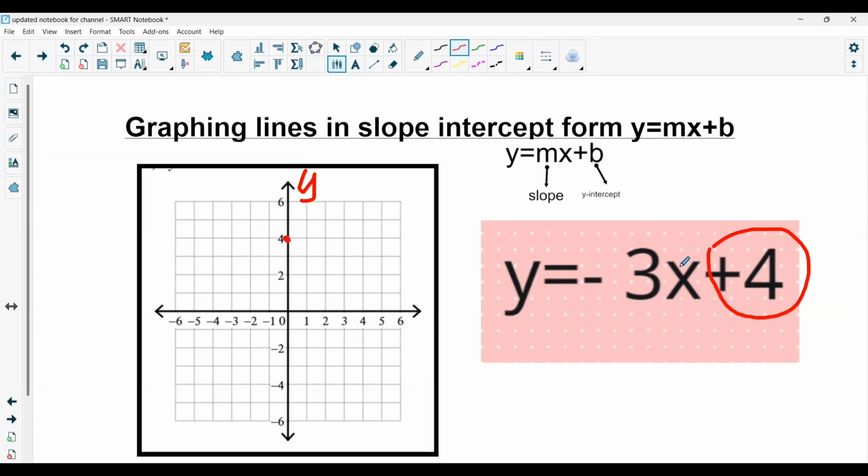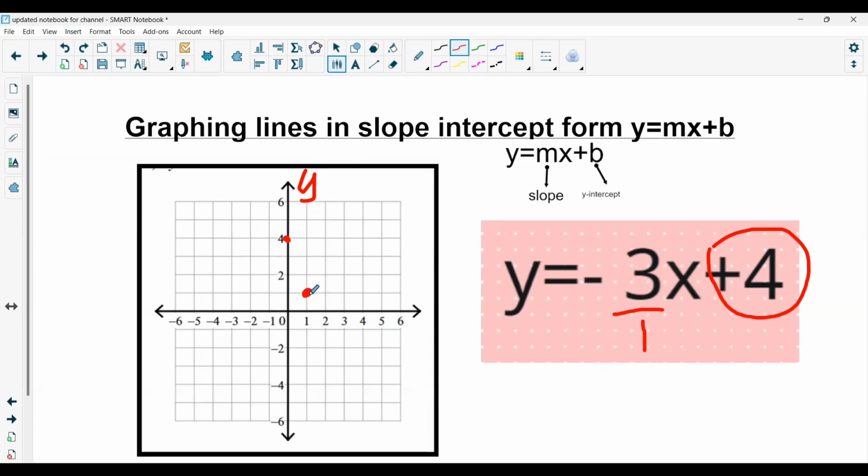Now let's look at our slope. Remember, slope has to be a fraction. So what does this negative 3 turn into? There's always an imaginary number 1 underneath if it's not a fraction already. So we have negative 3 over 1. So let's start here. And since it's negative, you think we're going to move up or down? We're going to move down. So let's go down 1, 2, 3, and then let's go over 1 to the right.